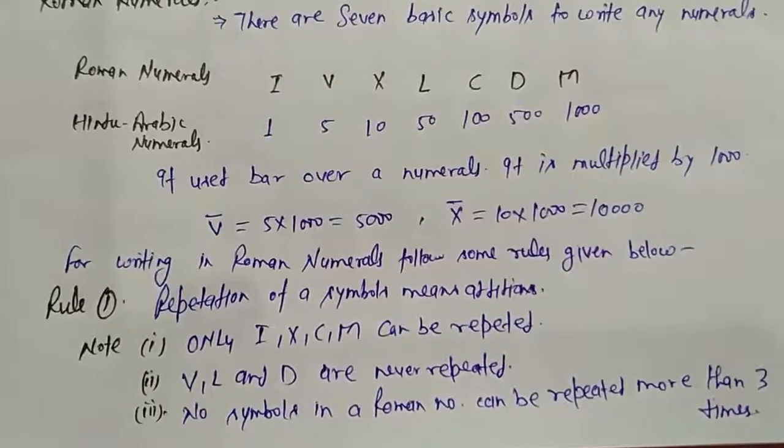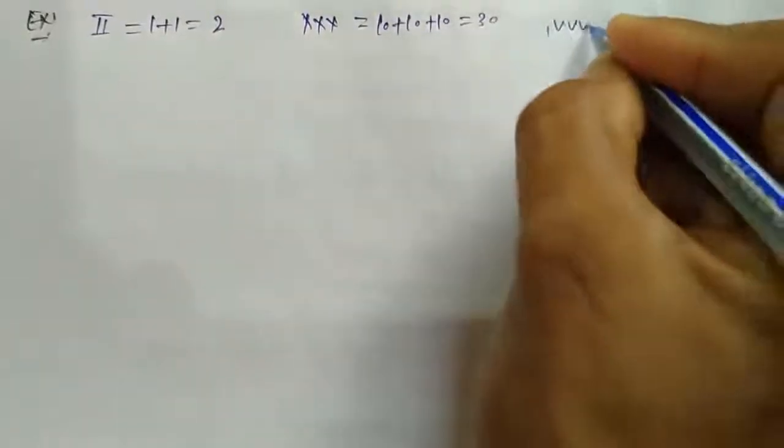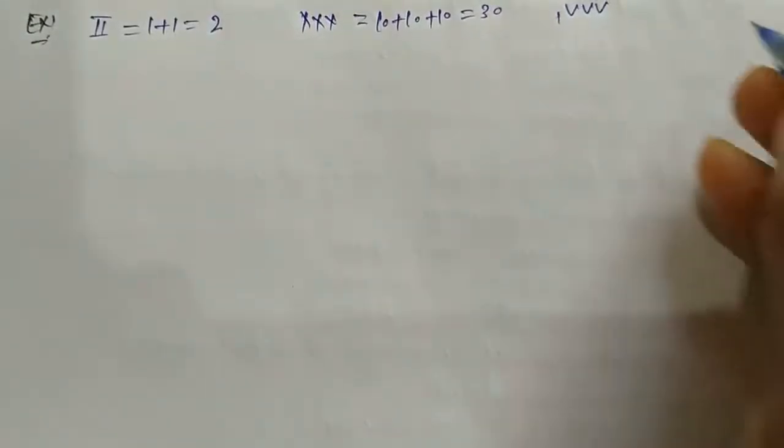For example, when we write I 2 times, that means 1 plus 1, that is 2. When we write X 3 times, that means 10 plus 10 plus 10, that is equal to 30. When we write V 3 times, that is not possible.